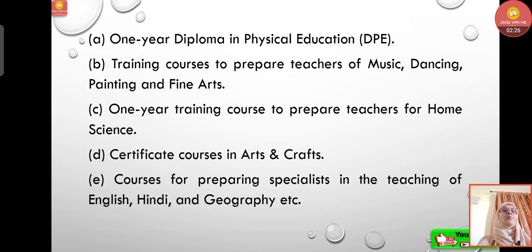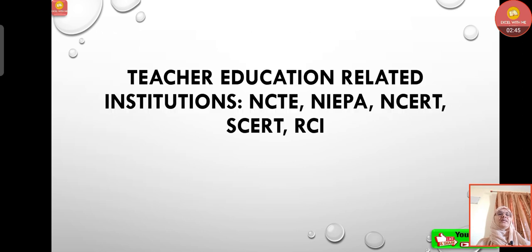Now, 1-year diploma in physical education, DPE, training courses to prepare teachers of music, dance, painting and fine arts, 1-year training course to prepare teachers for home science, certificate courses in arts and crafts, courses for preparing specialists in the teaching of English, Hindi and geography, etc.